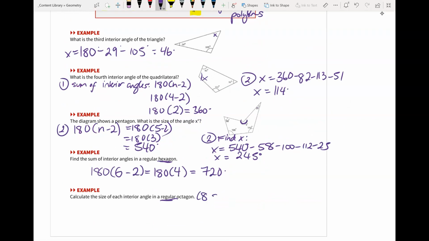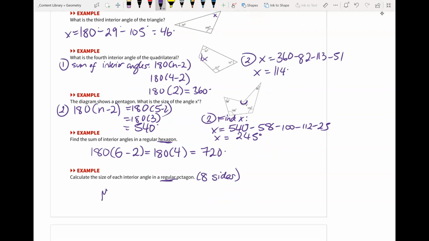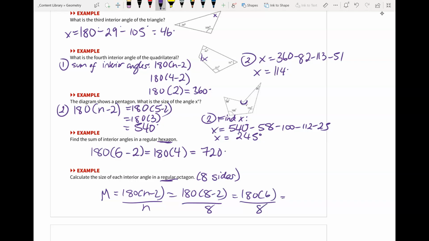An octagon has 8 sides, which means it also has 8 angles. So the size of each interior angle is calculated as 180 times (n minus 2) divided by n. In this case, our n is 8. Eight minus 2 is 6. So what I'm going to put in the calculator is 180 times 6 first, which is 1080, and then divided by 8. That's 135 degrees. So each interior angle in an octagon is 135 degrees.